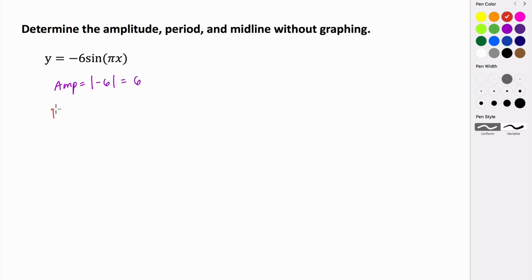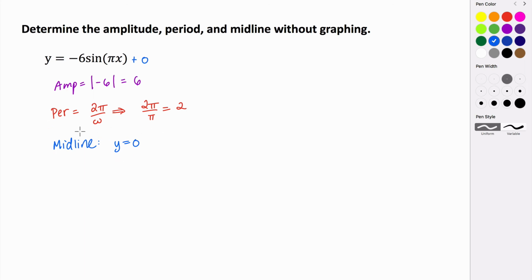To find the period, it's 2 pi divided by omega. Now we know omega is pi in this case, so we get 2 pi divided by pi, and we get a period of 2 whole units. It's not in terms of pi in this case. Now, because our function doesn't have anything being added, it really means we're adding a 0. So our midline is going to be the equation y equals 0, just the x-axis.